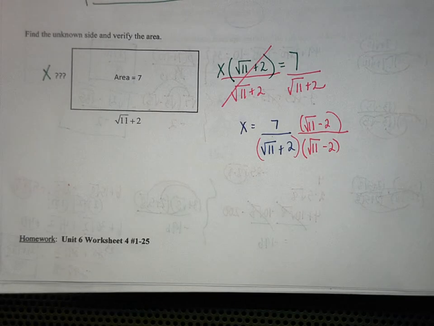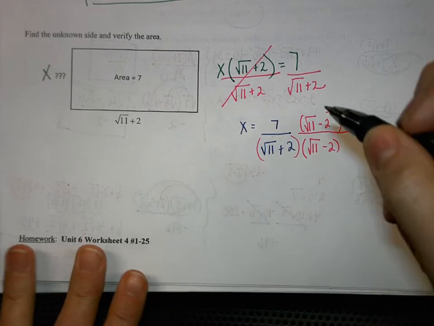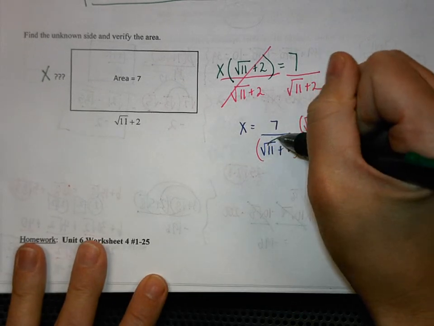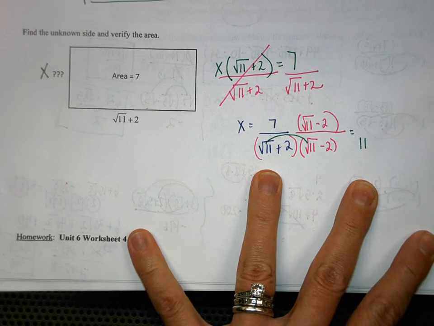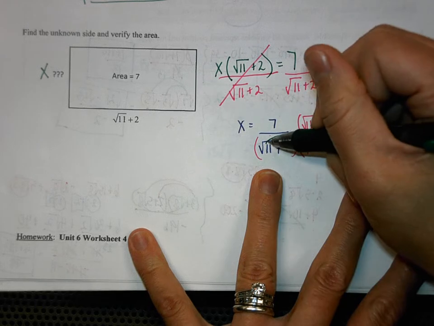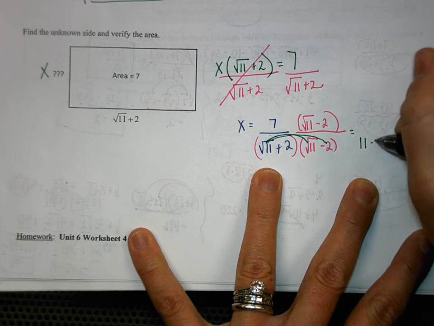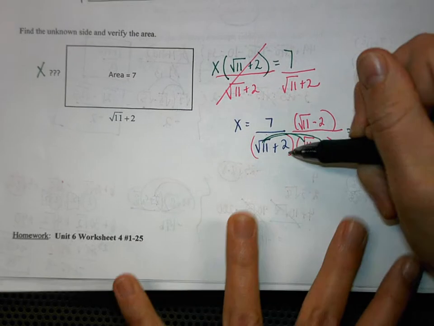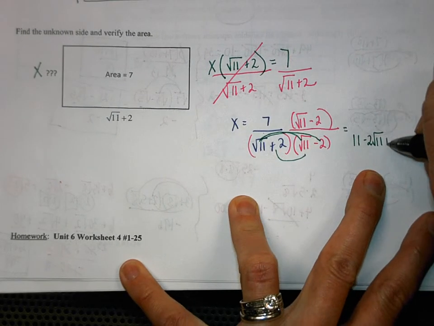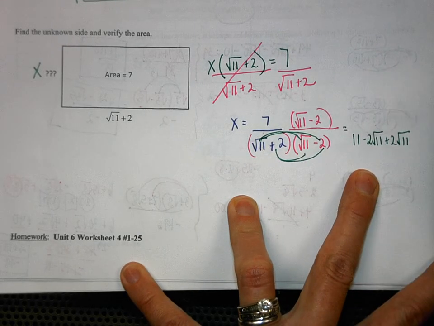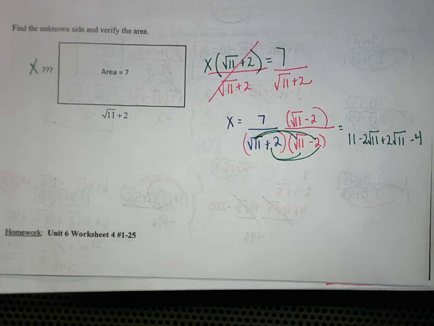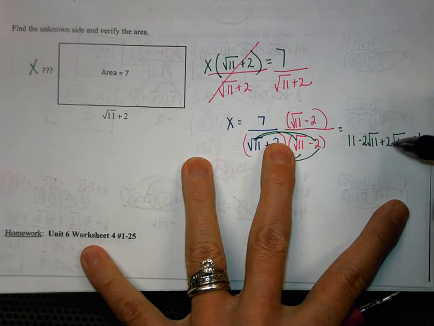So, you guys ready? Okay. Root 11 times root 11 equals what? 11. Right? Okay. Root 11 times negative 2 is? Good. Positive 2 times root 11 is? Very good. And positive 2 times negative 2 makes a negative 4. And when we're multiplying by the conjugate, what should always be eliminated? The roots. And do these eliminate? And what is 11 minus 4?